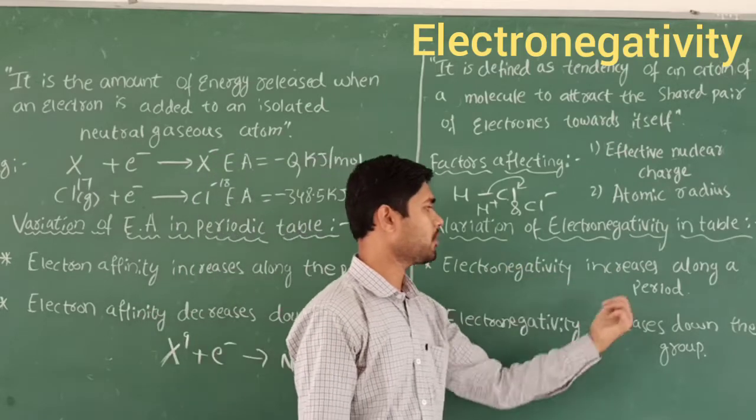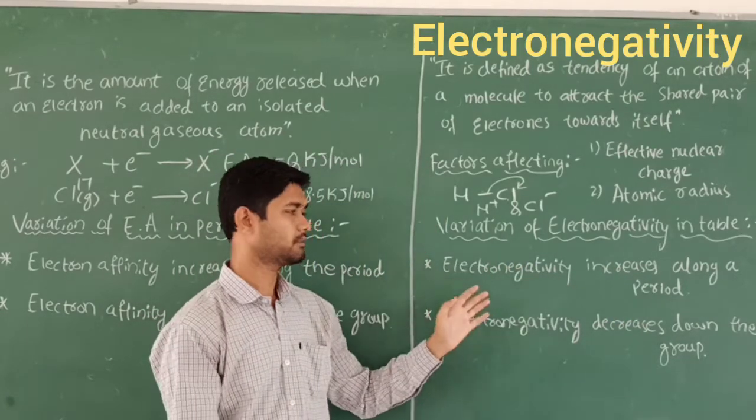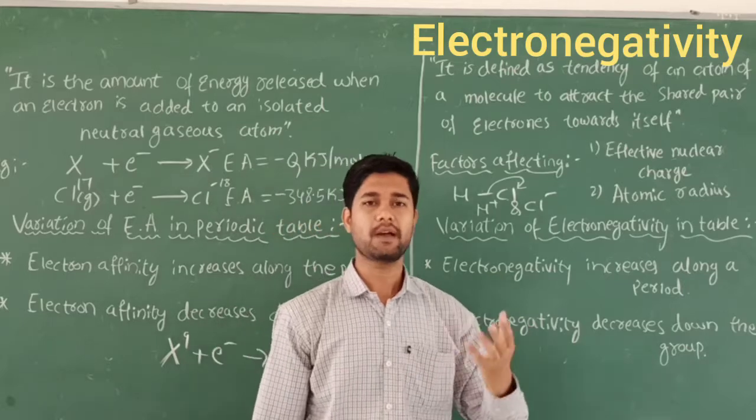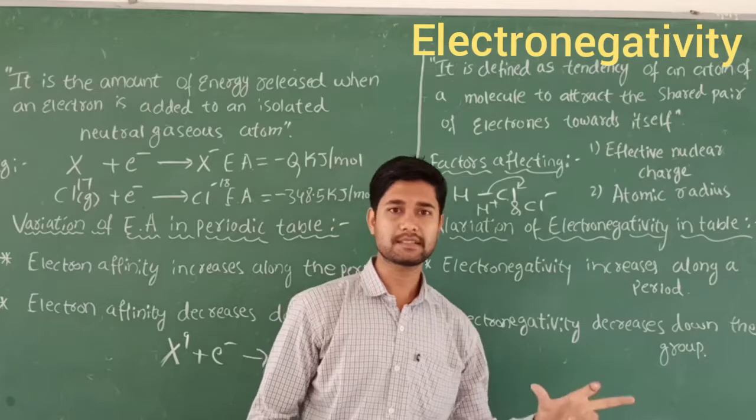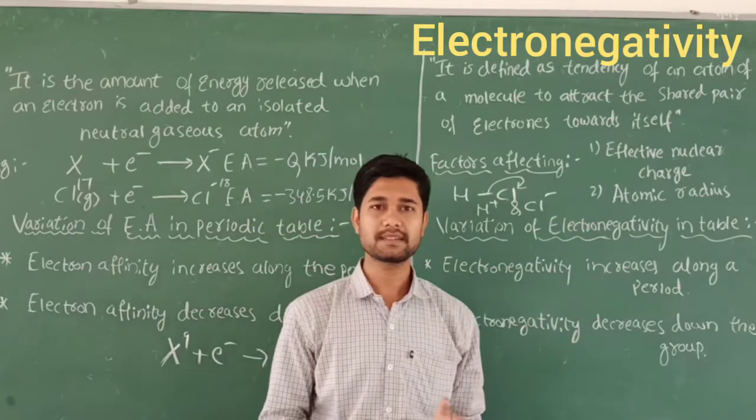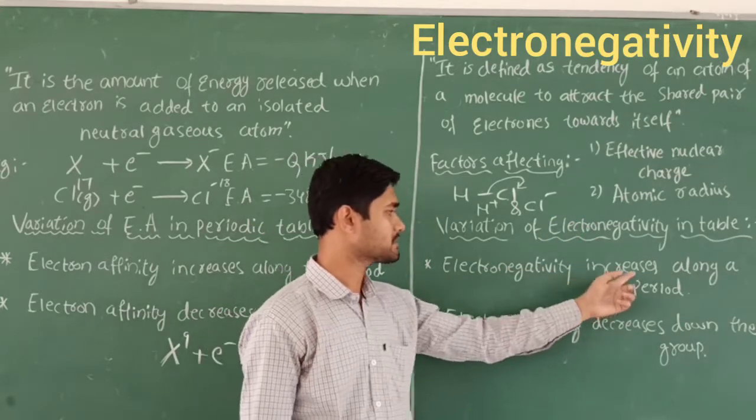Electronegativity increases along the period, from left to right, because we are adding an extra electron to the same principal shell. Effective nuclear charge increases and atomic radius or atomic size decreases. That's why it increases along the period.